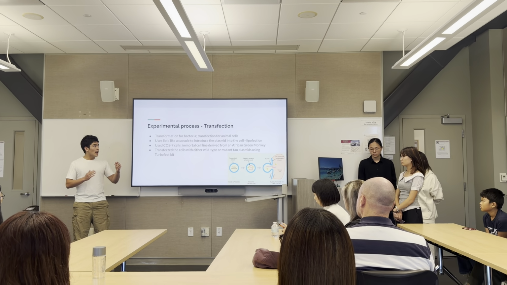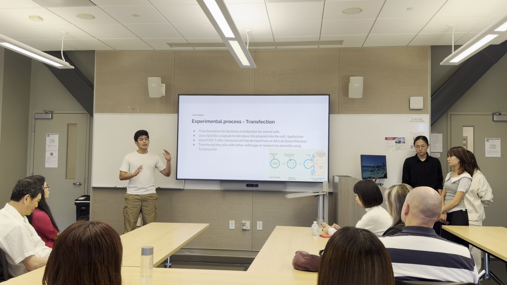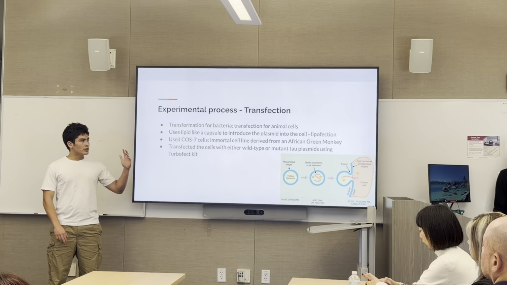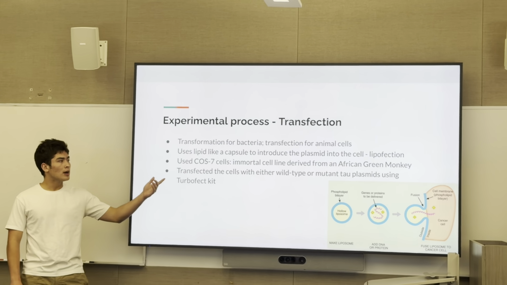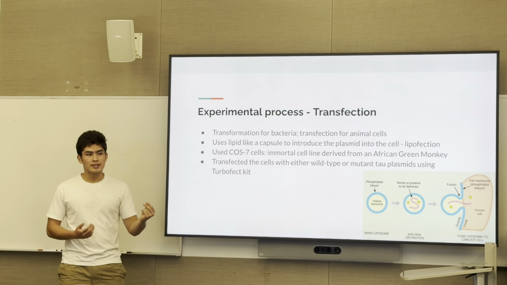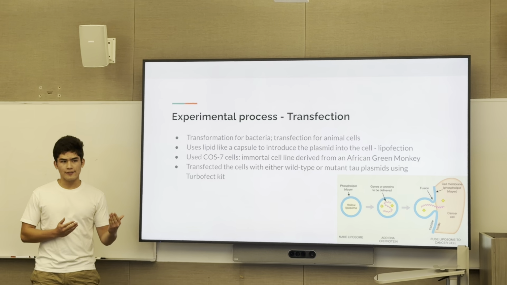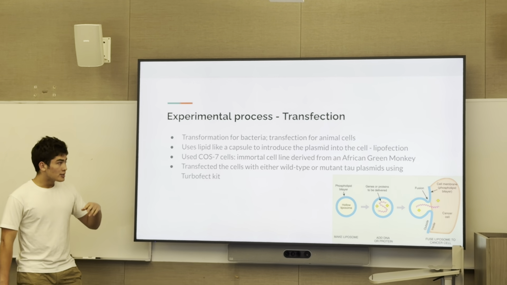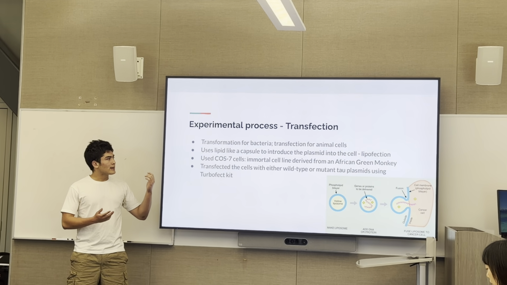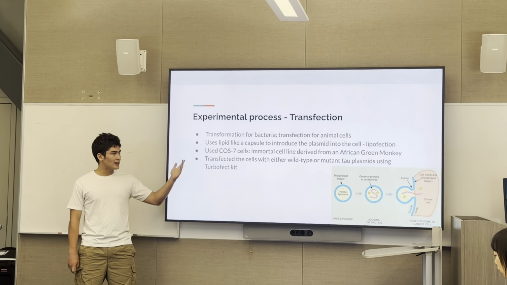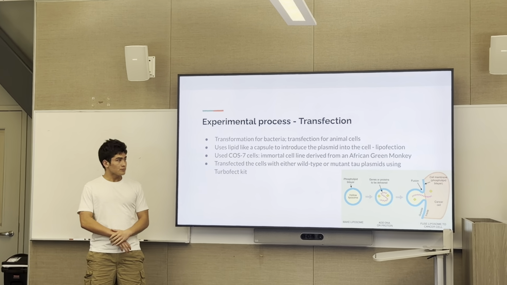Lipid capsule, which makes it easier for it to assimilate into the animal cell. This is what's called lipofection. We did this using COS7 cells, which are cell lines derived from, as I mentioned before, a monkey, because that is very similar to human cells. And any observations we make here, we want to at least be similar to the effects that they would have in human cells. So we just transfect this using a Turbofect kit, making it so that the plasmids are inside these lipid capsules, and it's very easy to transfect into these animal cells.